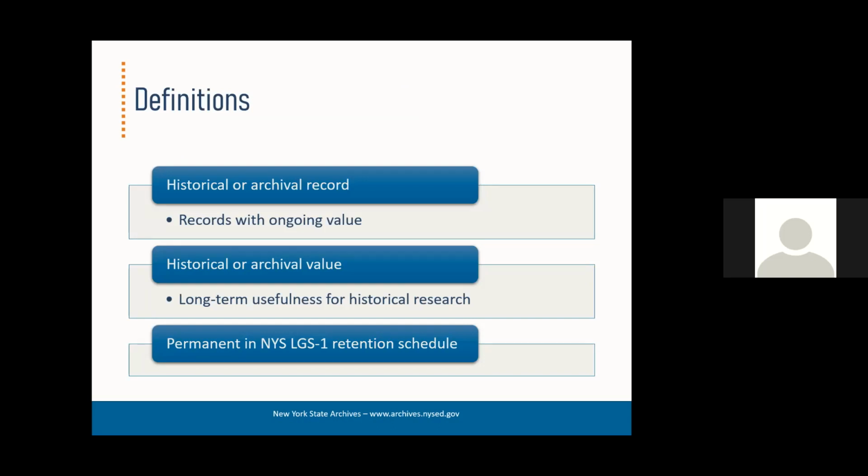There's also some basic definitions that help you determine what exactly is a historical or archival record. It's more than just your interpretation. There's the historical and archival record definition, and that's a record with ongoing value. It needs to be kept permanently because it needs to be kept for administrative, legal, physical, or research value. And then there's historical archival value, the long-term usefulness for historical research.